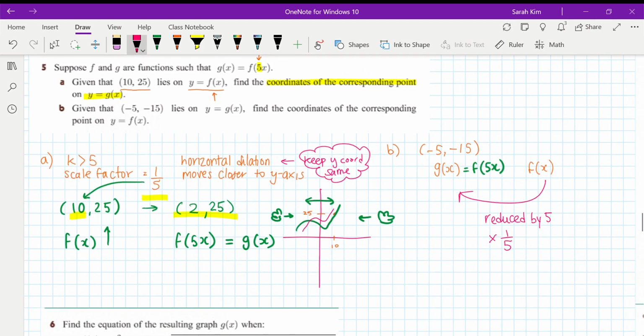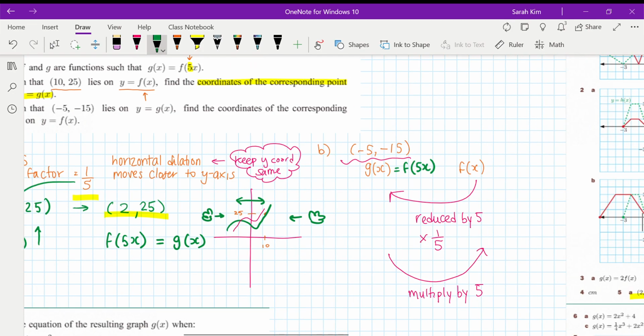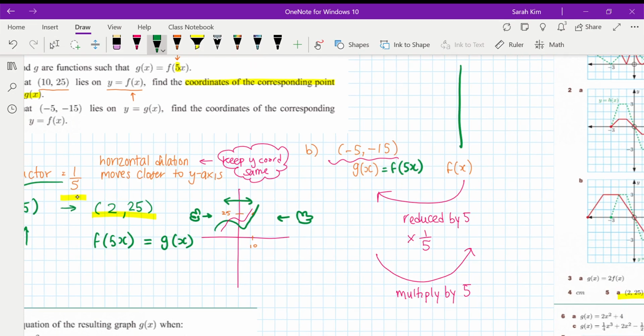So in order to go the other way around, because I've got this answer and I want to get the other answer, I will have to do the opposite. So I'll actually have to multiply by 5, not reduce it by 5. So think of it this way. You've got your coordinate. It's already been moved, dilated by a factor of 5. So it's been reduced, whatever it looks like.